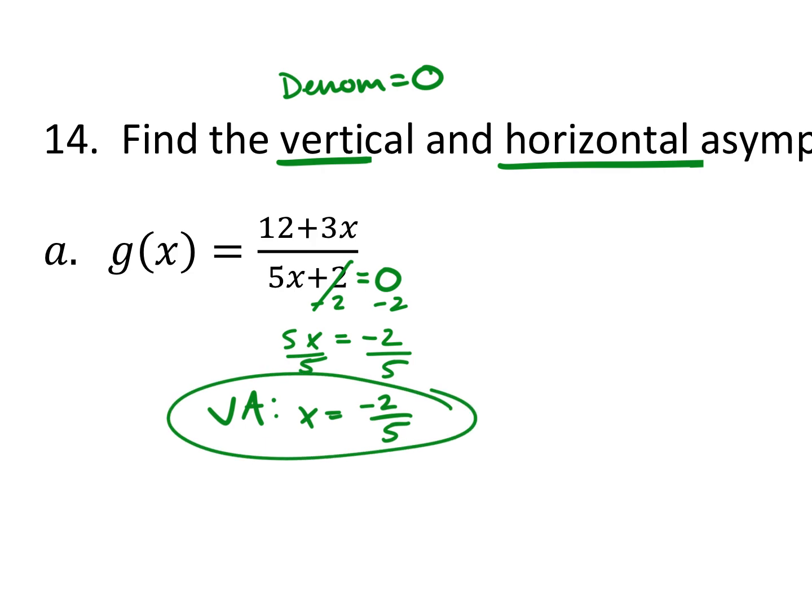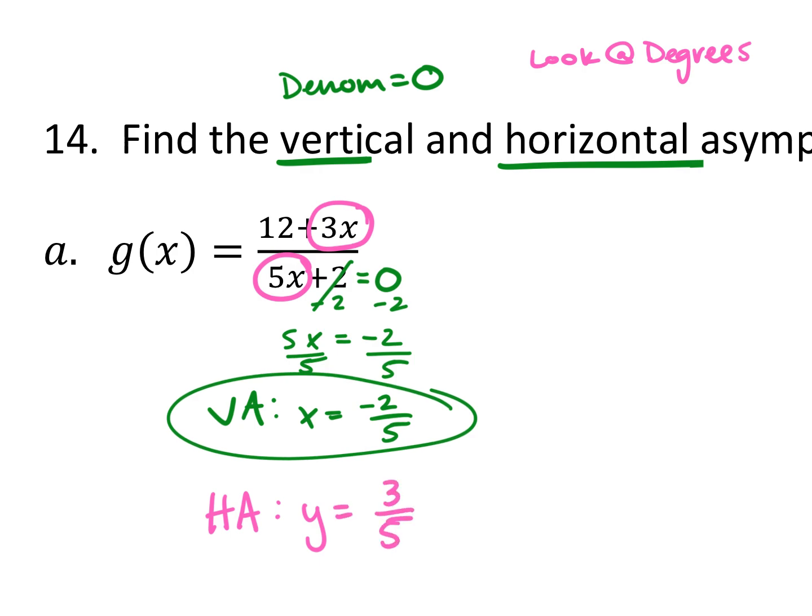Horizontal asymptote, we have to look at the degrees. So we look at the degree of our highest term on top, the highest degree on top, and the highest degree on the bottom. If they're the same, then what do we look at? The coefficients. So our horizontal asymptote here would be y equals 3 over 5. So if they're the same degree, you look at the coefficients.